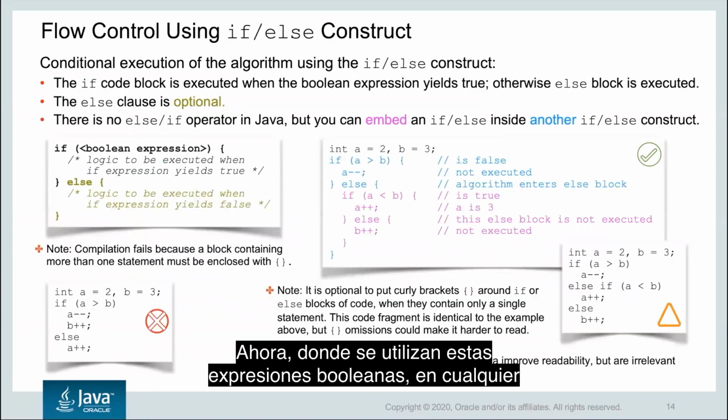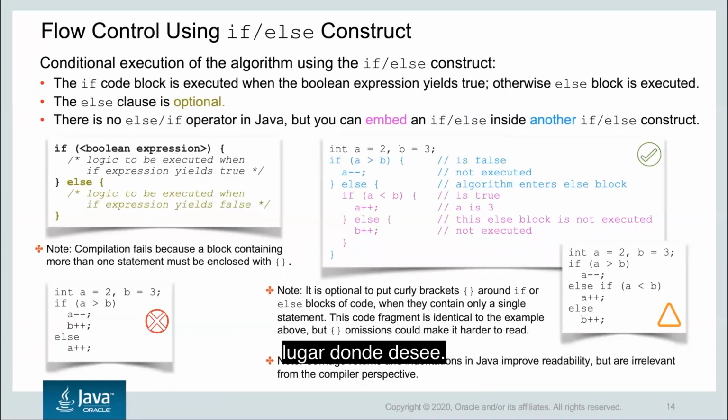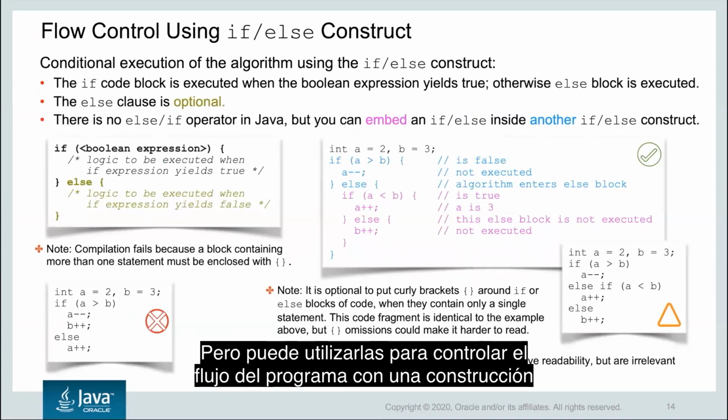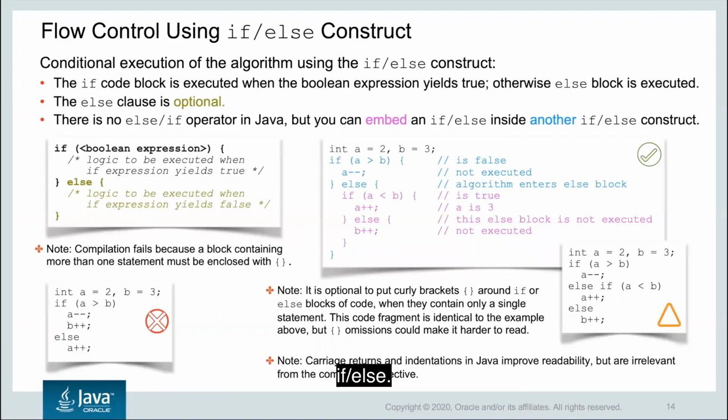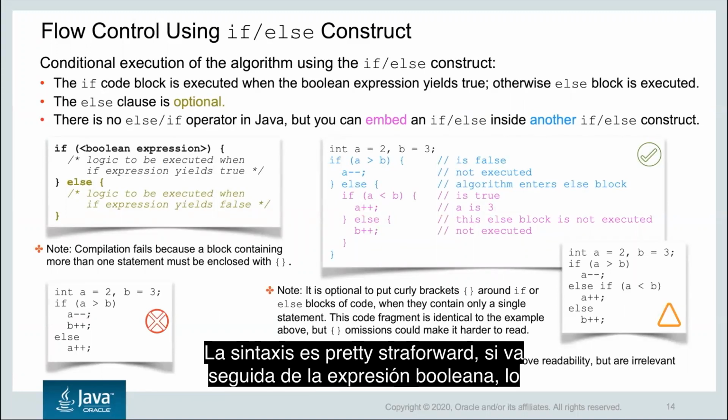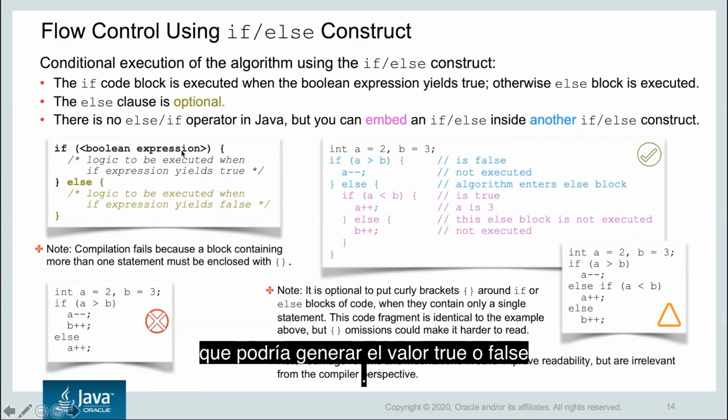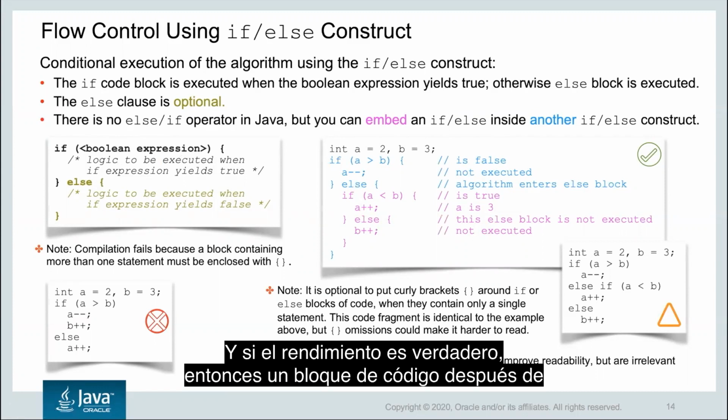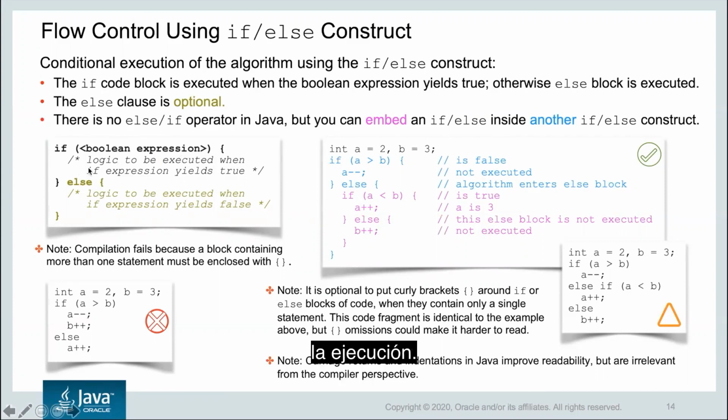Now, where are these Boolean expressions used? Well, where you like, but you can use them to control the flow of your program with an if-else construct. The syntax is pretty straightforward. The if is followed by the Boolean expression, which can include true or false, and if it is true, then the block of code after the if will be executed.